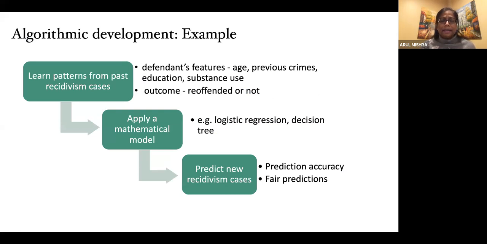So if you put it back into the algorithmic development framework that I've shown, the training data in this case for the algorithm would be defendants' features, for instance age, previous crimes, whether substance abuse.